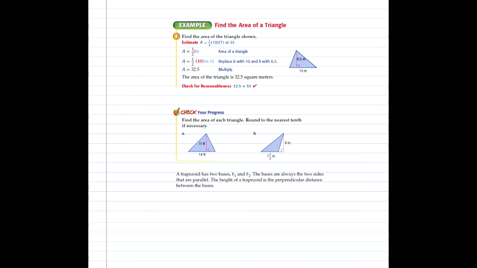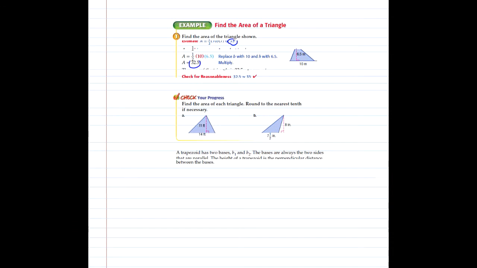Find the area of the triangle shown. To estimate, first of all, before we start, it's 1/2 times 10 times 7. We're going to round 6.5 to 7, which is 1/2 times 35, or 1/2 of 70, which is 35. That's our estimate. Then we use our formula, area equals 1/2 base times height. We replace the base with 10 and the height with 6.5. 1/2 of 65 is 32.5, which is in agreement with our estimate of 35. So 32.5 is a reasonable answer.